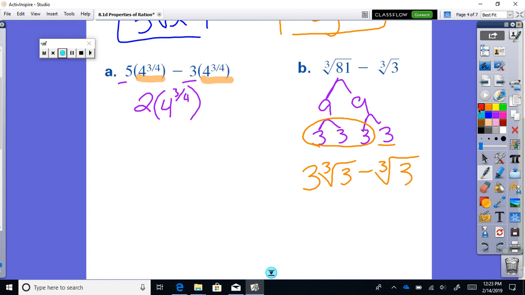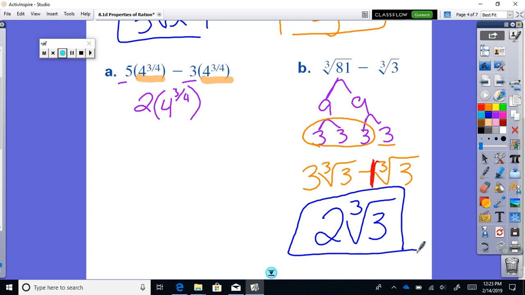So 3, and then this is a 1 out front here. So this is a 1. So 3 minus 1 is 2 cubed roots of 3. So the cubed root of 3 doesn't go anywhere. You had 3 of them, take away 1, now you have 2. So be careful when working with problems that have a coefficient of 1, especially when you're subtracting.